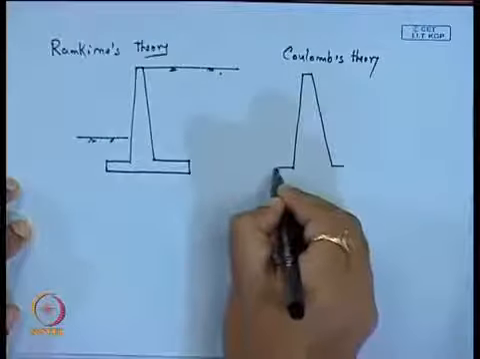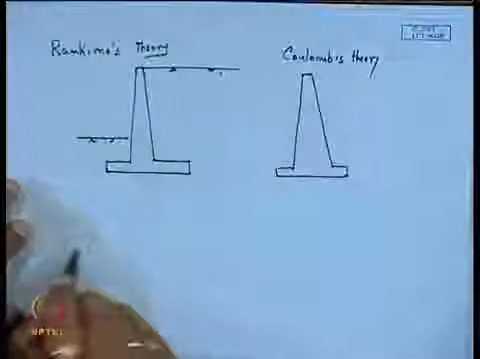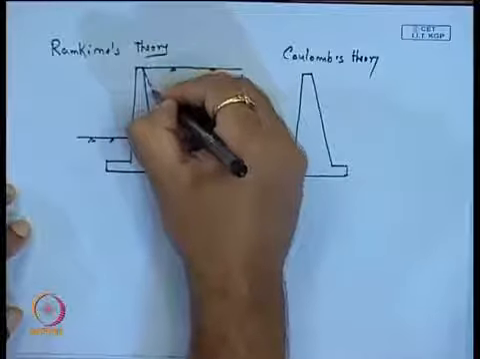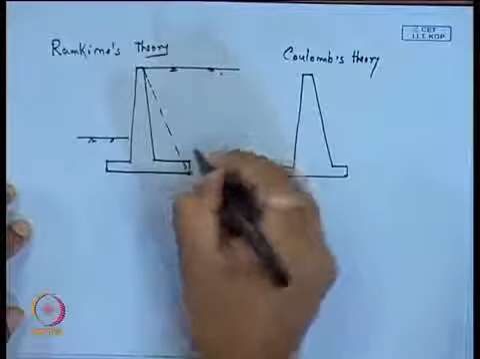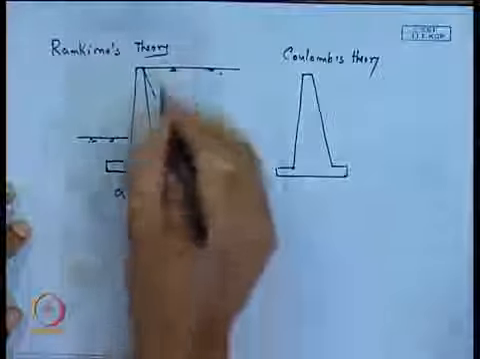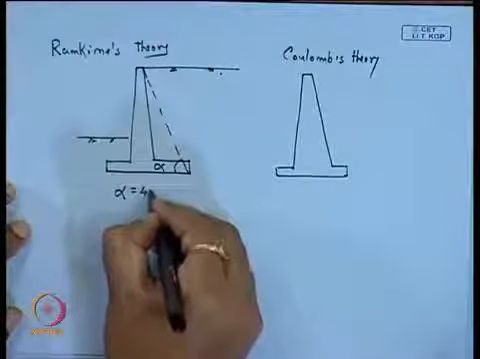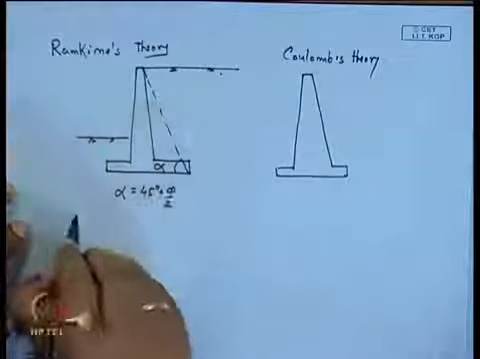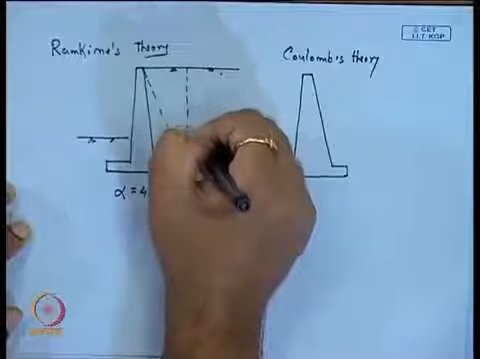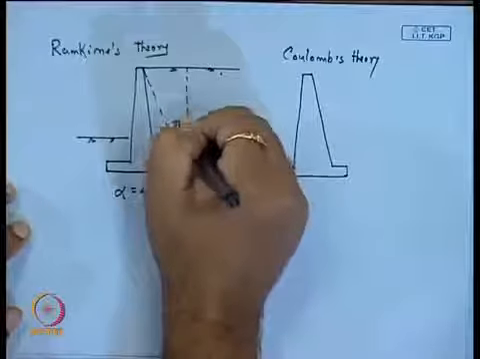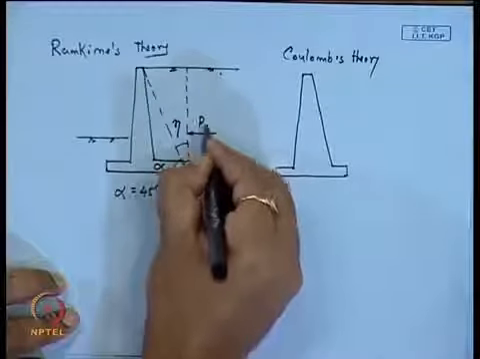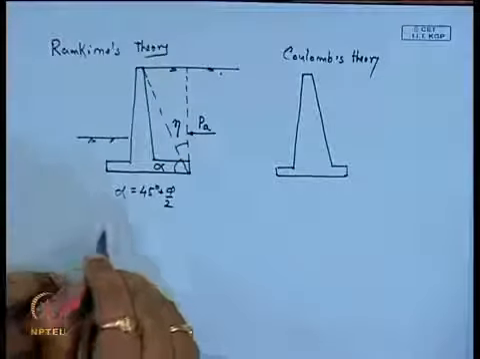For the different forces that you have to consider, again if I join this point, this is alpha. So, here as i is equal to 0, alpha will be 45 degree plus phi by 2, and then this angle. So, now this P A will act here. Now, this is our base.